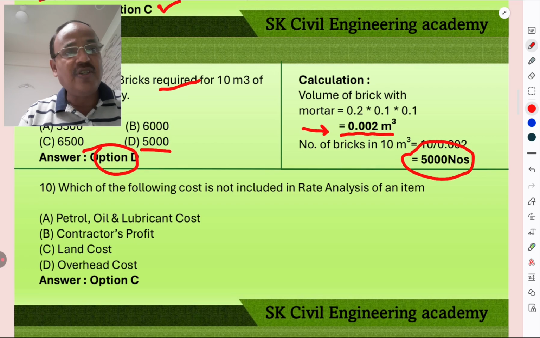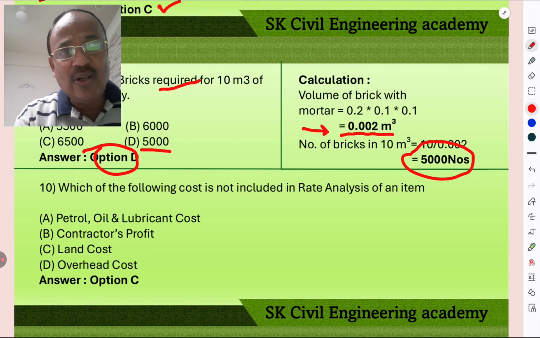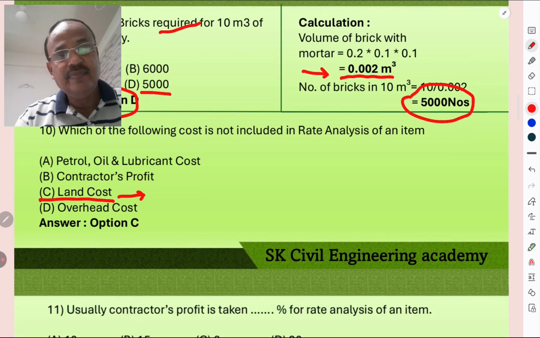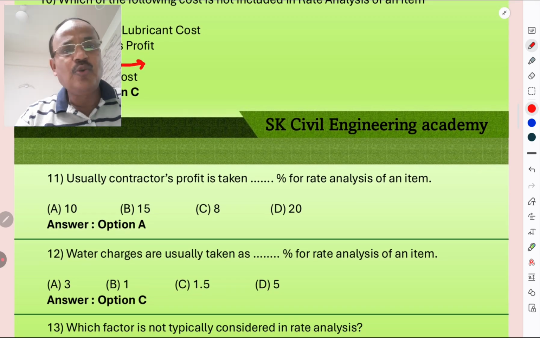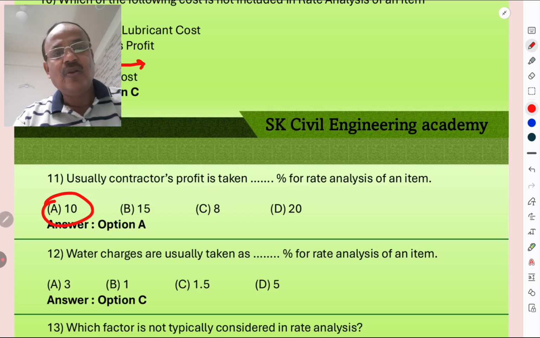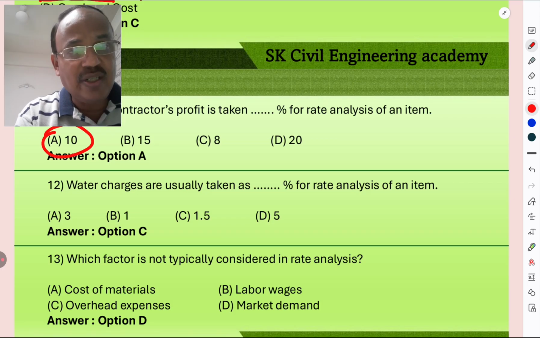Which of the following cost is not included in the rate analysis of an item? Petrol, oil, lubricant cost, contractor profit, land cost or overhead cost. The land cost is not included in the rate analysis of an item of work. Usually contractor profit is taken as 10%. Water charges are usually taken as what percent of the rate analysis of work? Water charges are taken as 1.5%.